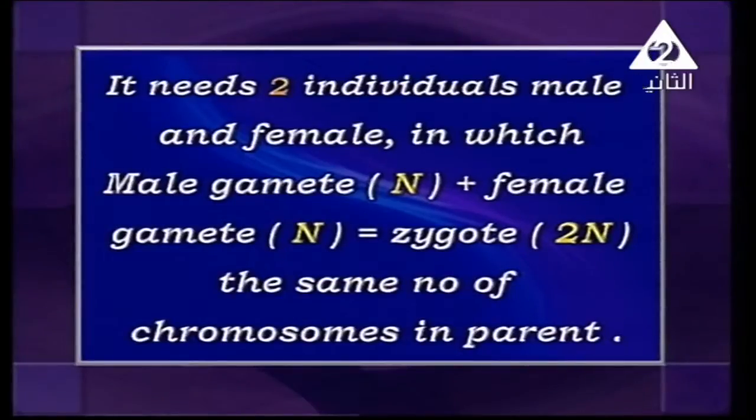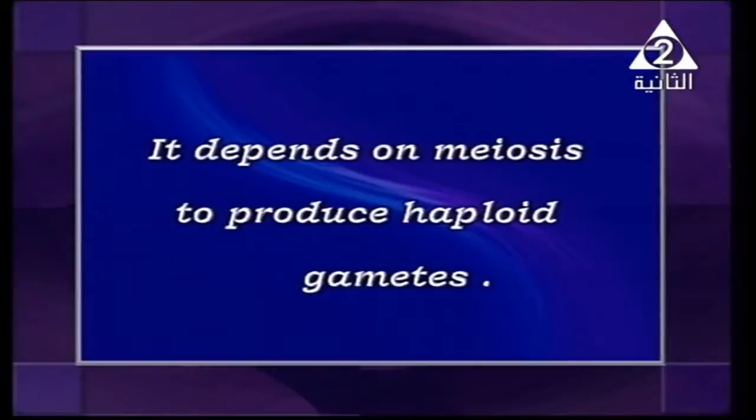Well, after that, it depends on meiosis. It depends, sure, on meiosis or meiotic division to produce what? Haploid gametes. We call the meiotic division the reduction division. Reduction means what? The final product of the male cell gives us a cell which contains half of the genetic material, and also the same in the female gamete.